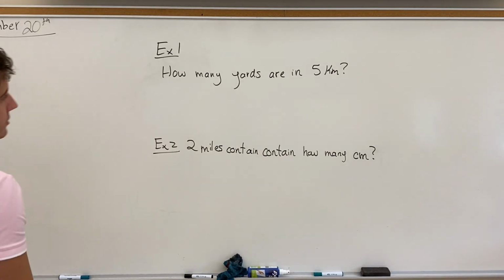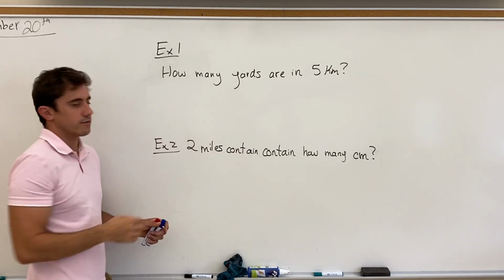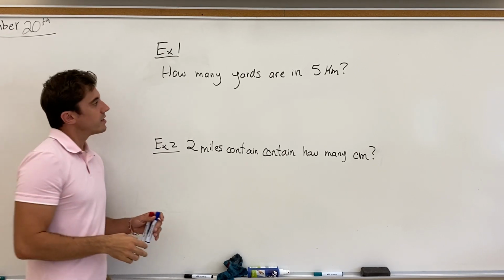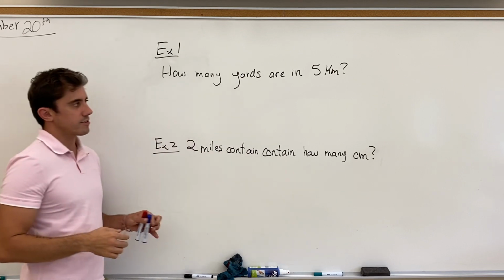Good afternoon, everyone. Today we're just going to do a few quick examples on the unit conversion between imperial system units and SI units in the metric system. Example 1 asks how many yards are in 5 kilometers.